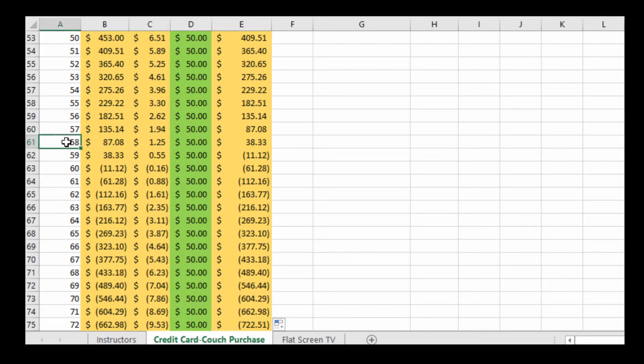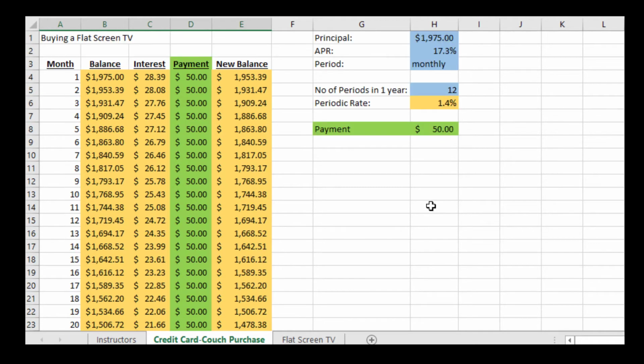Some students think you paid it off on the 58th month, but that's not when you paid it off. You still owed money. You paid it off on the 59th month. You made a payment of $50 on the 59th month, and that shows you that they owe you $11.12. You can always overpay your credit card, and that's what they finally owe you. So you paid it off on the 59th month.